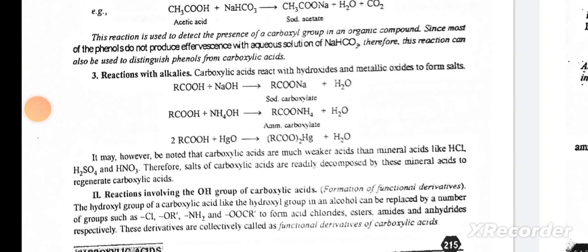Reactions involving the OH group of carboxylic acids: formation of functional derivatives. The hydroxyl group of a carboxylic acid, like the hydroxyl group in an alcohol, can be replaced by a number of groups such as Cl, OR, NH2 and OOCR to form acid chlorides, esters, amides and anhydrides respectively. These derivatives are collectively called functional derivatives of carboxylic acids.